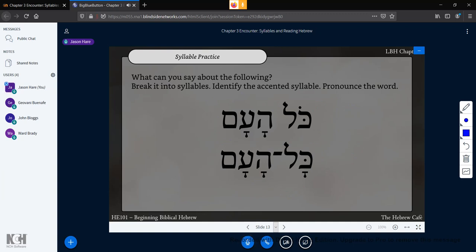Okay, so let's go ahead and look at it. So we have a kaf here with the vowel O. So that's kol. Kol ha'am. If we know that ha'am means the people, like the people of Israel, do you have any guess what it might mean, kol ha'am?